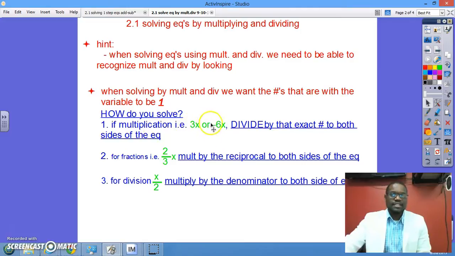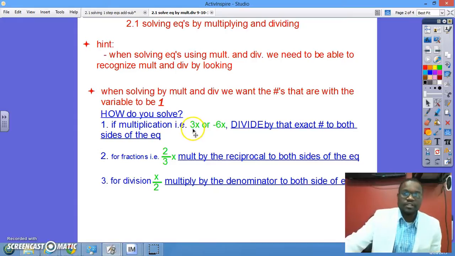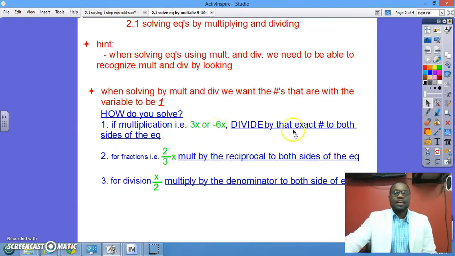Whenever your problem looks like this, I don't care what the variable is, you have a 3x or 3y, it doesn't matter. What you want to do is divide both sides of the equation by that exact number. That means multiply, and the only way to make 1 from multiplication is to divide by that same number. So 3 divided by 3 is 1, or negative 6 divided by negative 6. Those numbers are called coefficients.